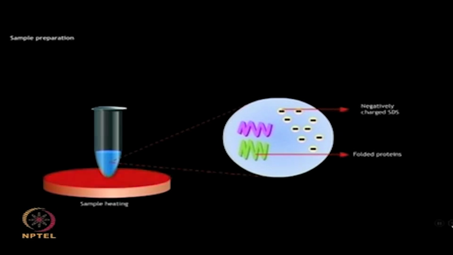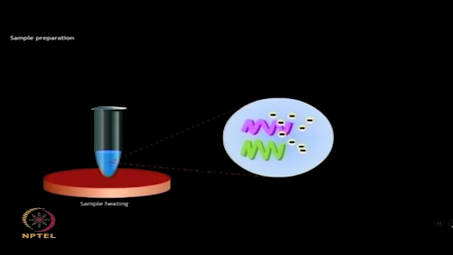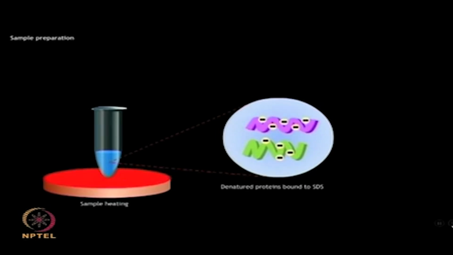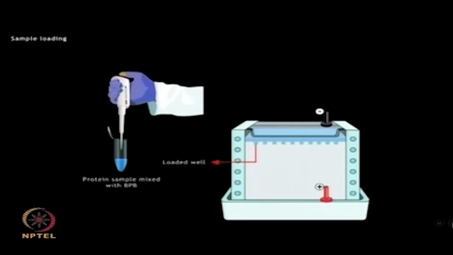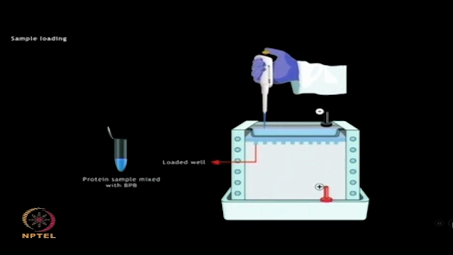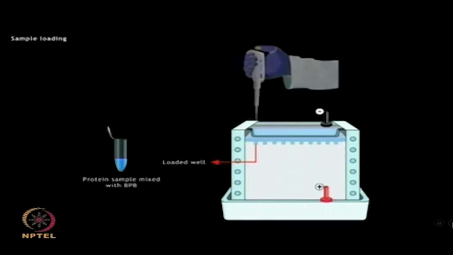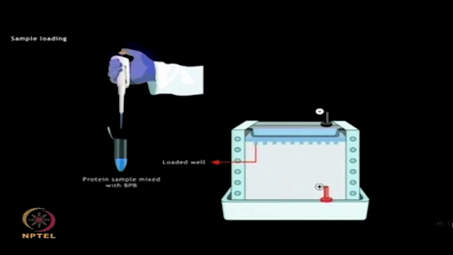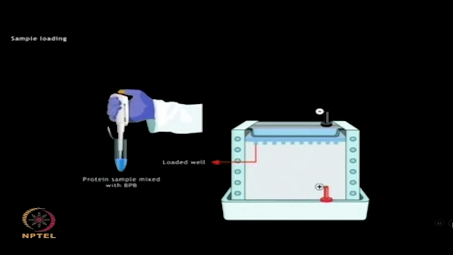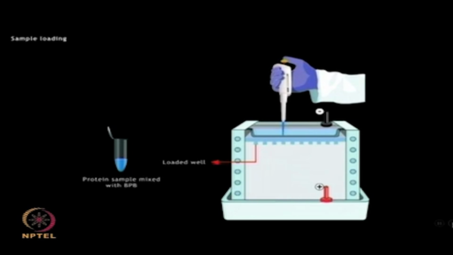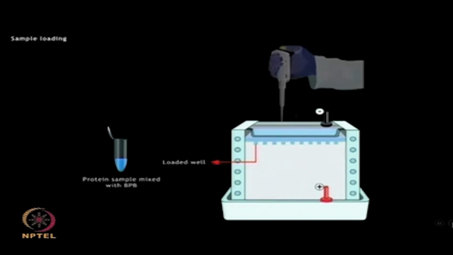Now, the negatively charged SDS molecules will bind to the proteins and denature them. The binding of SDS causes the proteins to have a uniform charge to mass ratio, thereby allowing separation purely on the basis of molecular weight. The protein samples can be loaded into the wells using a micropipette. As you can see in the animation, you can use different wells to load different types of samples.